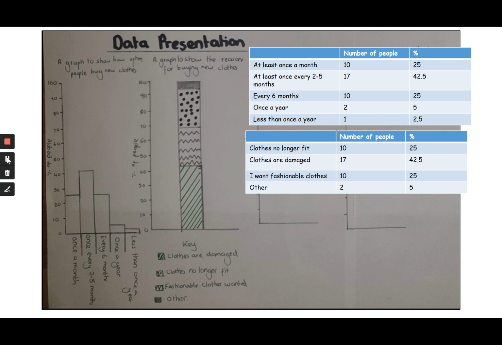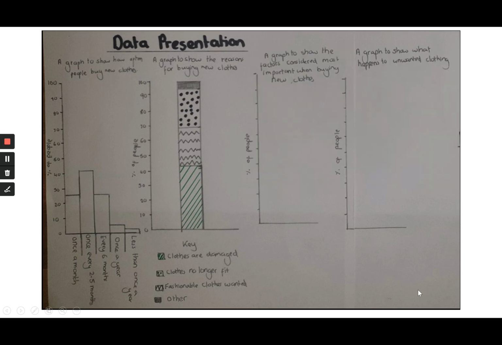I'll pause the video here so you can have a go at presenting your data. If you do feel a little bit stuck or a little bit unsure of how to get going, then I don't really have an issue with you copying my graphs out to start off with, as long as you're taking care. And then for the remaining graphs, which show the factors most important when buying new clothes, and the graph which shows what happens to unwanted clothing, you can have a go at that on your own.